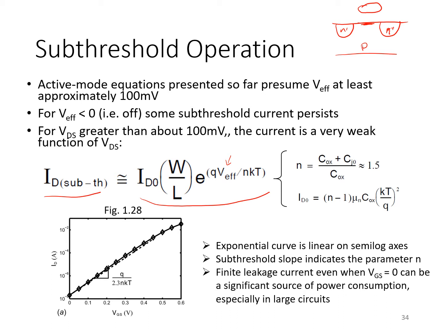Now, in this expression, you'll notice that V effective can be 0 or even negative, and you will still get a finite current flowing. And it will flow in whichever direction we have a positive VDS. Again, you see no dependence here on VDS because we've assumed VDS is not too small.